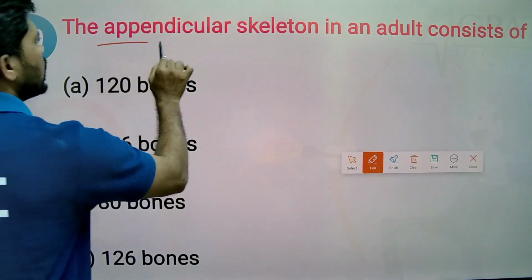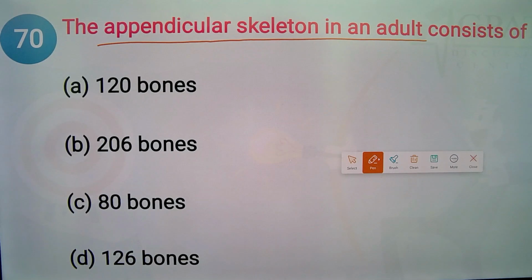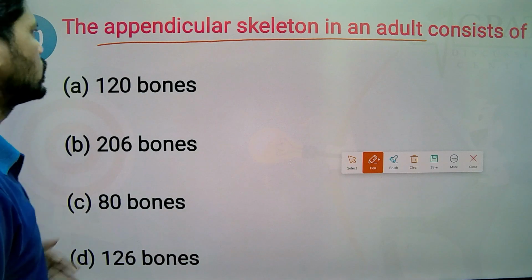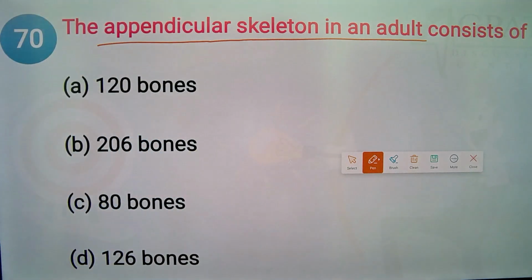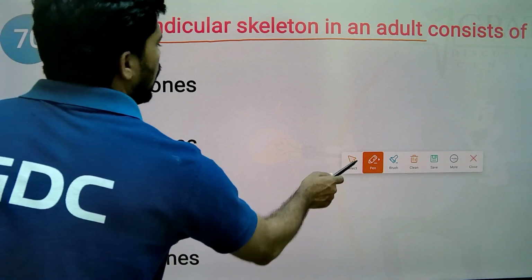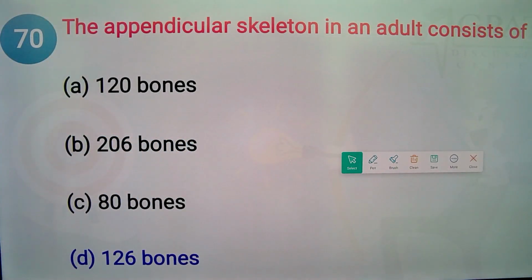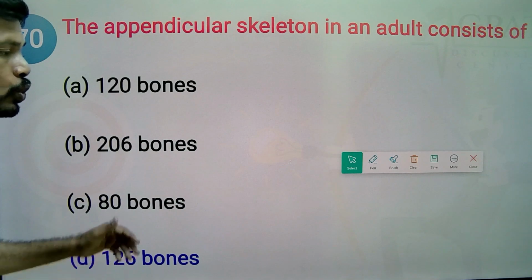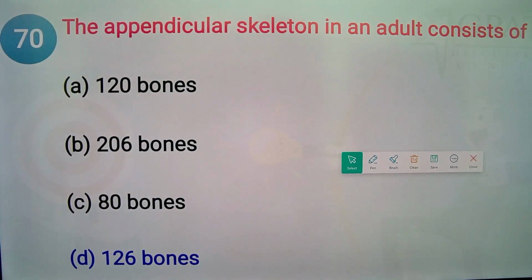The appendicular skeleton in an adult consists of what? Questions like this can easily come. Options are 120 bones, 206 bones, 80 bones, and 126 bones. There are two parts, the appendicular and the axial skeleton, and the total number of bones includes both. Questions like these are simple, and you will definitely get a chance to answer them in the examination.